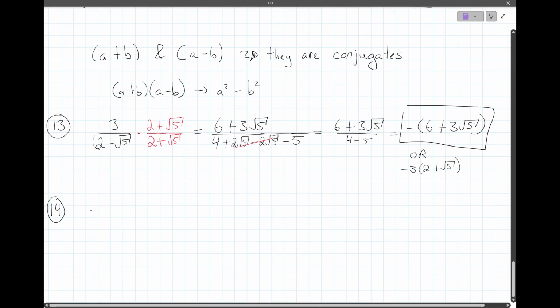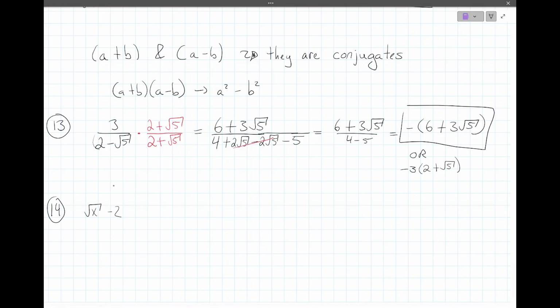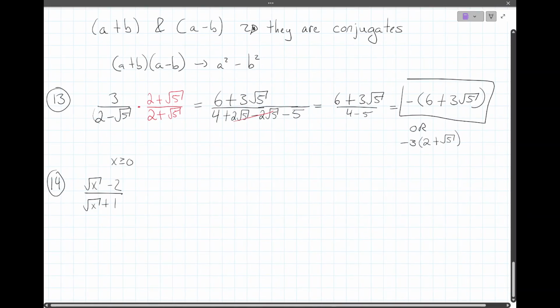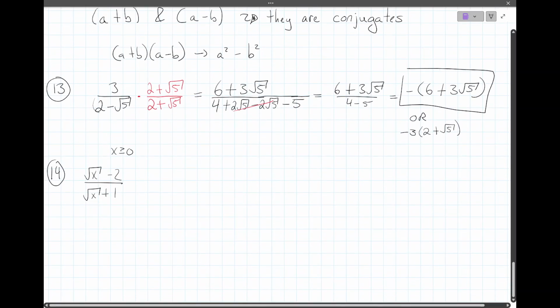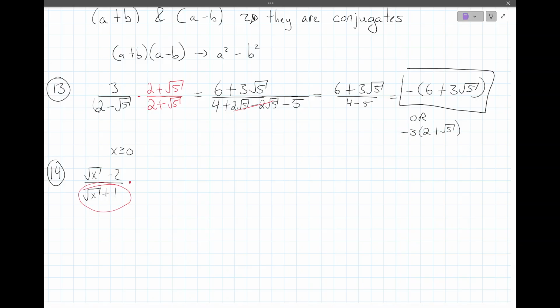So let's look at root x minus 2, and we're just going to say x is greater than or equal to 0, over root x plus 1. That saves us any holes on the denominator because we can't get any negatives from the root anyway, so we're good there. But if we're starting with this, I'm always going to take the conjugate from the bottom here because I'm trying to get rid of the bottom fraction.